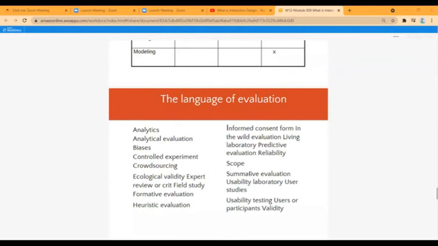The language of evaluation: analytical evaluation, informed consent form, biases, controlled experiment, reliability, crowdsourcing, scope, ecological validity, experts, summative evaluation, review or crit, field study, usability laboratory studies, formative evaluation, usability testing, users. For heuristic evaluation, it could be usability testing, users or participants, and validity.